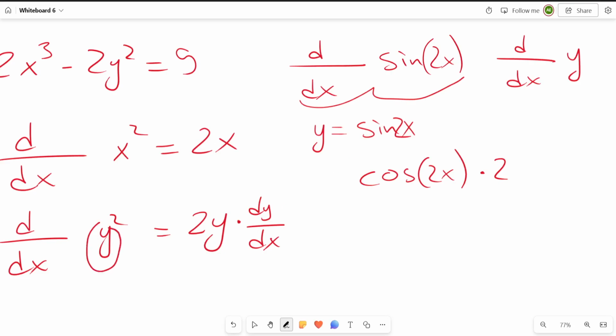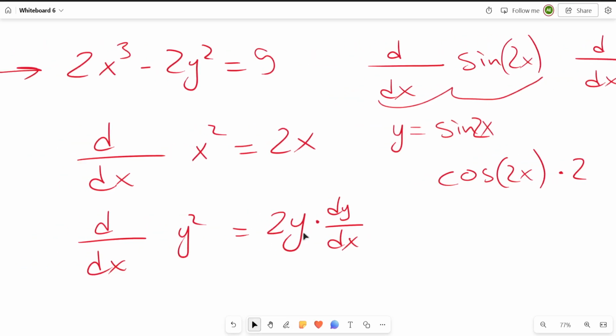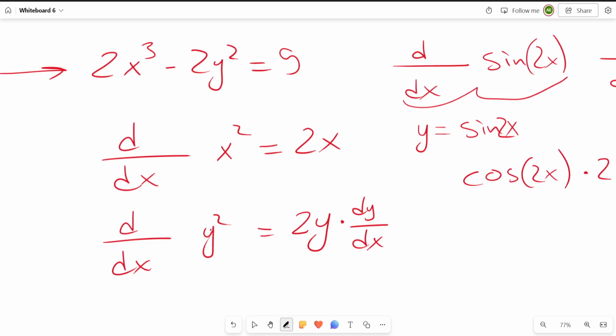Here it's considered as some function similar to y equals sine 2x, so we differentiate using the chain rule. We differentiate the whole thing, so 2y, and then we multiply by the differentiation of what's inside. And what's inside is y. The differentiation of y is dy by dx. This is basically the concept behind it. Practically, whenever you see a y and you're differentiating with respect to x, you differentiate it normally and then you multiply by dy by dx.